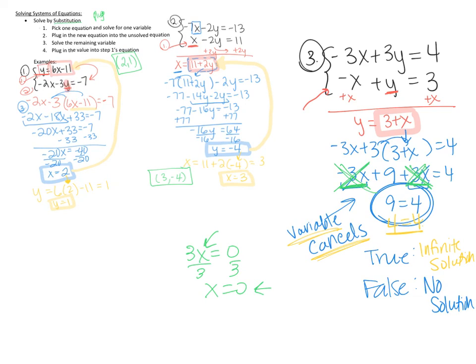Okay? So, in substitution, it's all about solving, plugging it in. Solving, plugging it in. All right? I write my answer as an ordered pair. If, when I'm solving, my variable cancels off, then I can stop and say it's either no solution or infinite solution, depending on if I have a true or a false statement, right? True statement would have been 4 equals 4. My false statement was 9 equals 4.